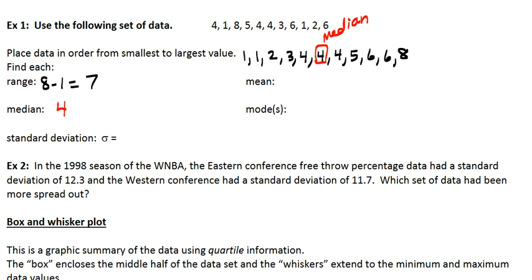Some of you may have learned the cross-off method in middle school, where you just cross off numbers to go through and find the middle. That's fine if you want to do that. Okay, mean: add them all up, divide by 11.